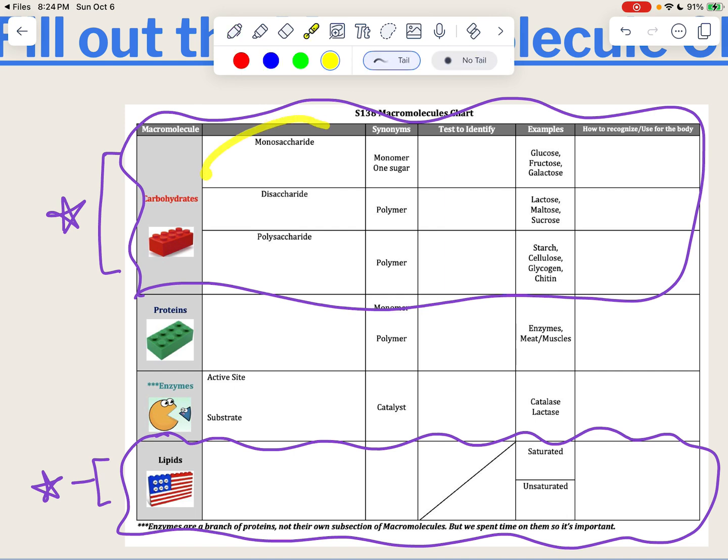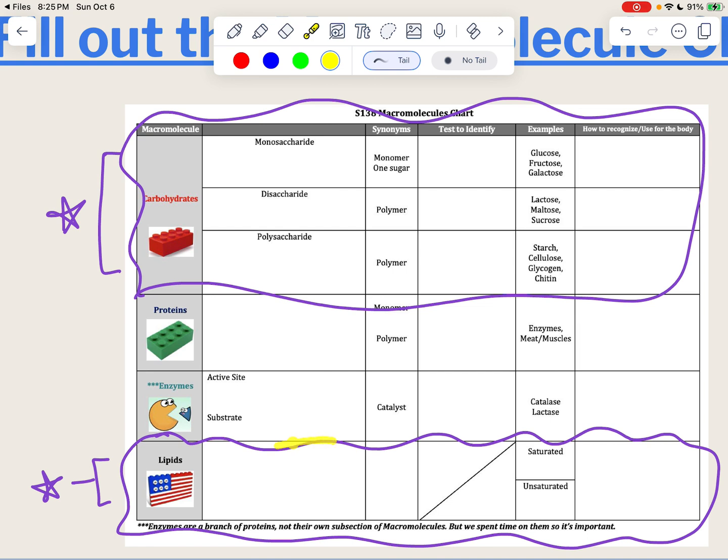Basically, in this first part, you're going to write down the chemical formula for a monosaccharide and the picture of what it looks like. Disaccharide, chemical formula, picture, and then polysaccharide, maybe just a picture of a typical polysaccharide, with maybe the hexagon rings or whatnot. Synonyms, test to identify. So that's going to be the test to identify, like in lab, how are you going to identify the 3 types of carbohydrates? Here are some examples we talked about in class. And how do you recognize this in the body, or what is it used for in the body?